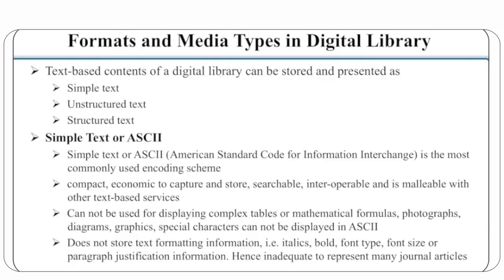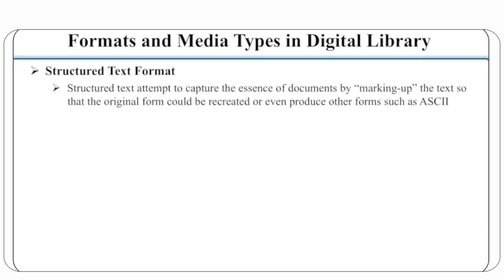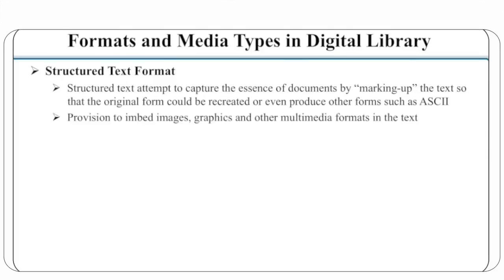Although simple text or ASCII is extremely useful for searching and selection, its inability to capture the richness of the original makes it an interim step to structured text formats. Structured text attempts to capture the essence of documents by marking up the text so that the original form could be recreated, or even to produce other forms such as ASCII. Structured text format has the provision to embed images, graphics, and other multimedia formats in the text format.